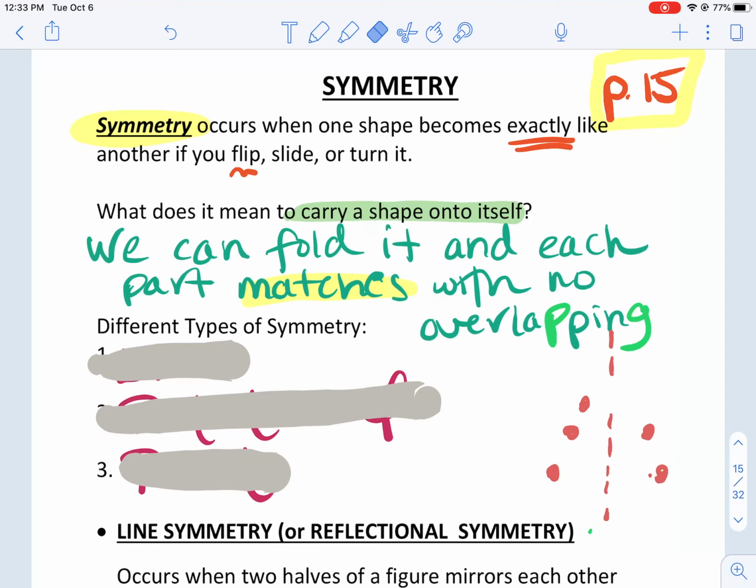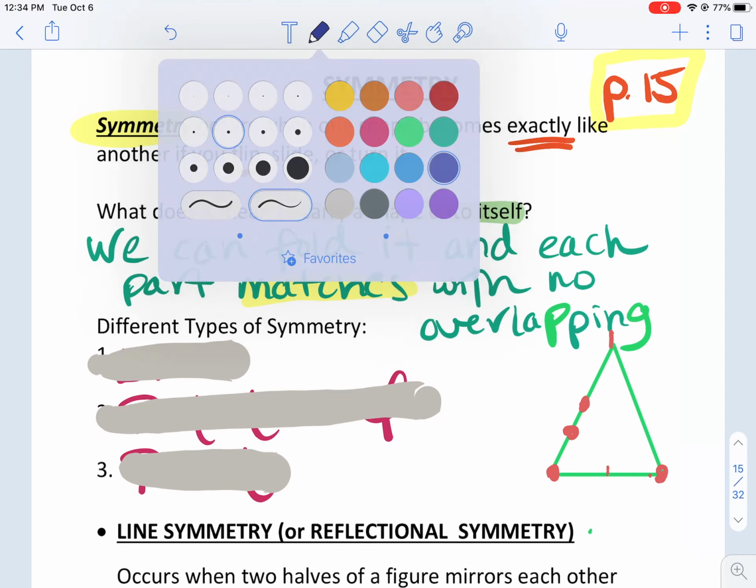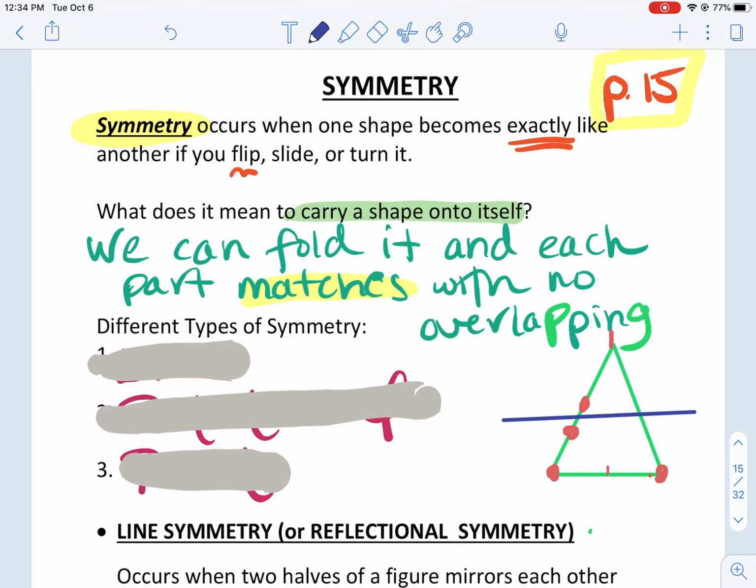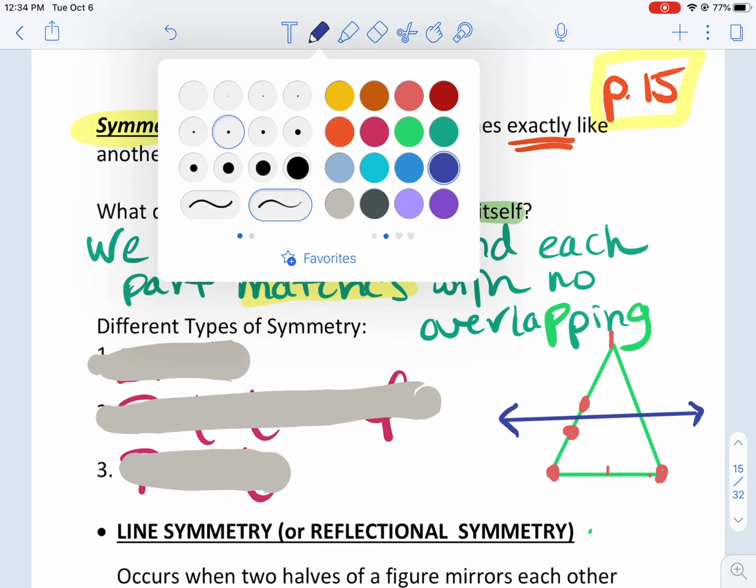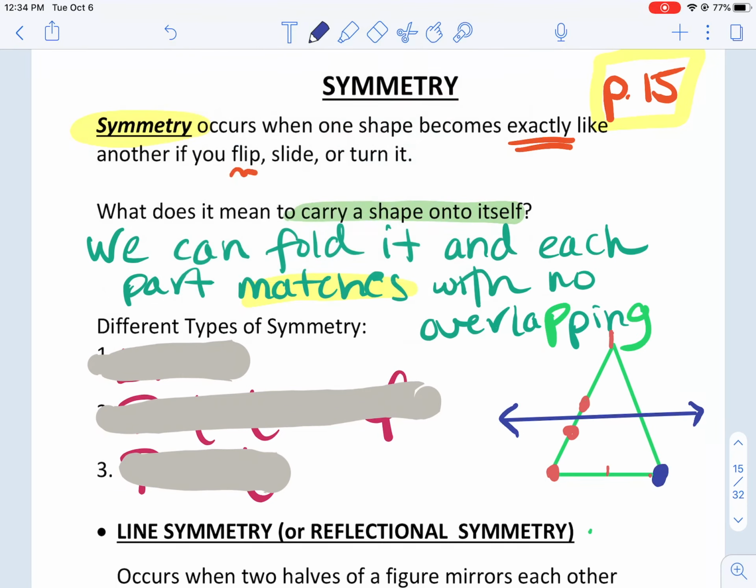Now, what would happen if I didn't fold this vertically, but I folded it horizontally? Let's just put our horizontal line in. So horizontal, or the horizon, is when we go like this. Now, if I fold this horizontally, this corner piece here, I'll put it in blue for us, if I fold this over, it's going to go up here. It's not going to match with anything. This is not going to match with anything down here, right? Even this one is going to sort of land in the middle of nowhere. So I could clearly color in, hey, these pieces don't match with anything. So that would be an example of wings that do not carry onto itself.